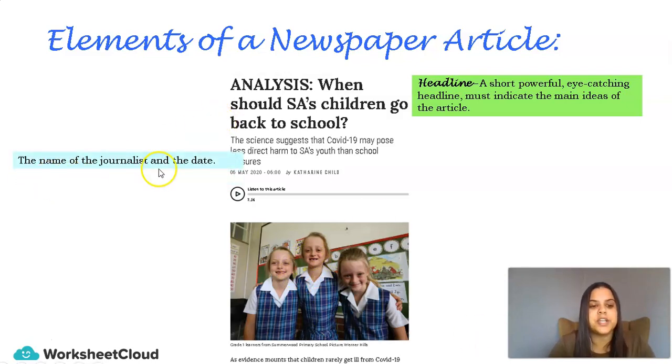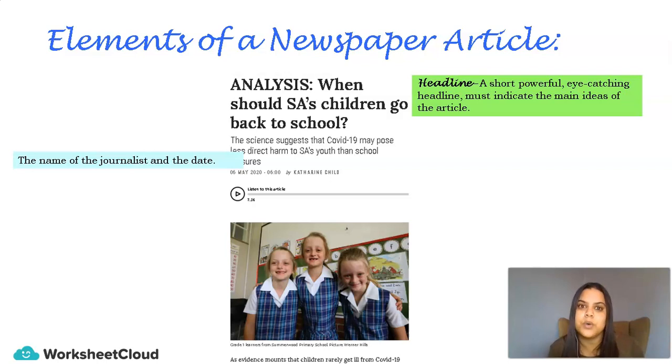And then the name of the journalist and the date. When you see a newspaper article, the name of who wrote it is very important. And also the date that it was written, because news changes all the time. So this article was written on the 6th of May 2020. So it was relevant on the 6th of May 2020. In the next 6-7 months, it might not be as relevant as it is now. So that's important, and it's the reason why we write dates on our newspaper articles.